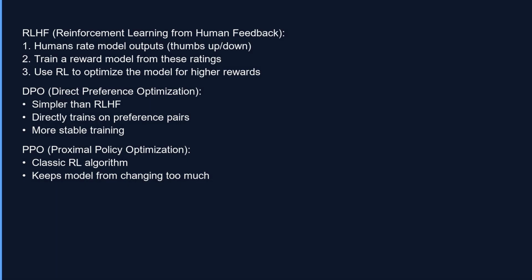RLHF, reinforcement learning from human feedback. One: humans rate model outputs, thumbs up or down. Two: train a reward model from these ratings. Three: use RL to optimize the model for higher rewards.